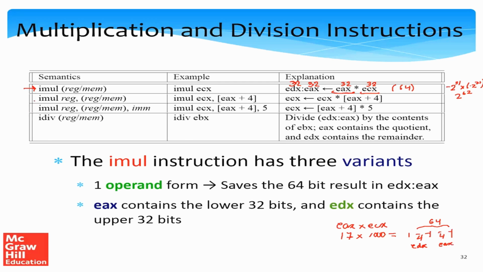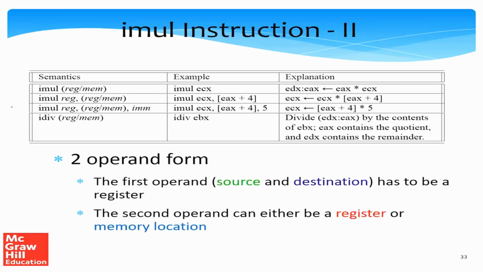Alright, let's now consider the two operand form, given in the next slide. It takes one register as the first source, and then it multiplies the register with either the contents of a register or a memory. So we multiply ECX with [EAX plus 4], this is the memory address, the contents of it.